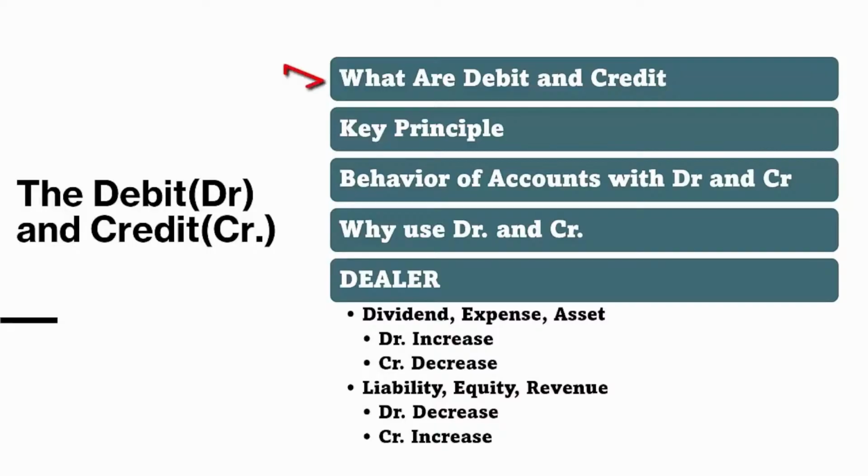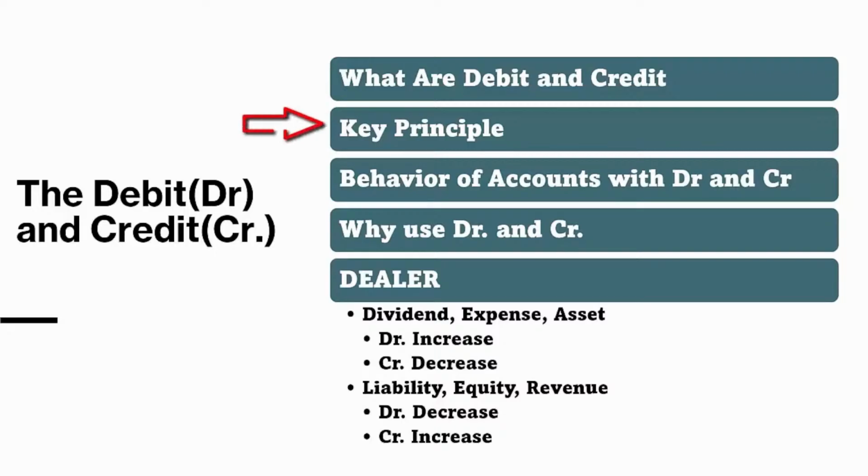What are debits and credits? In accounting, debit (DR) and credit (CR) are terms used to record increases or decreases in different types of accounts. Think of them as tools that help us keep track of where money is coming from and where it's going. Every time a transaction happens, like a sale, a purchase, or paying a bill, we use debits and credits to show how that transaction affects the business's financial records.